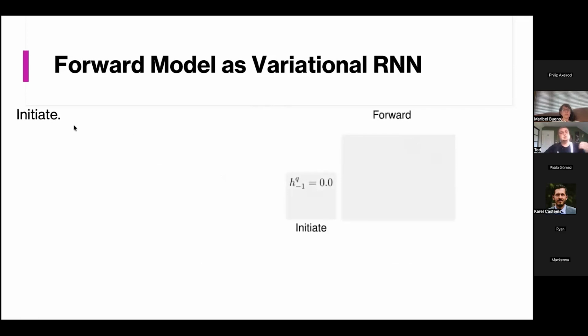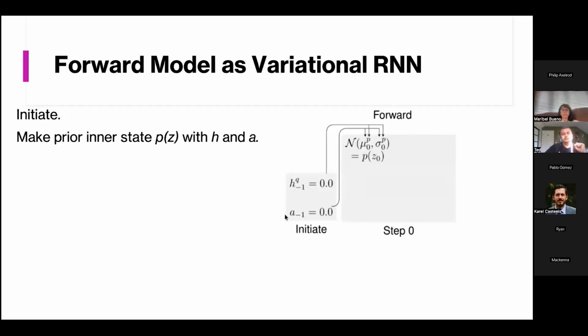So here's a forward model, and we're going to initiate it. Before any steps within an episode, we're going to have a hidden state. A hidden state, which, I mean, nothing has happened yet. So we're just going to have the hidden state be a tensor, a collection of numbers, but all of those numbers are just zero. We haven't experienced anything in this episode yet. We are also going to initiate a previous action. There is no previous action yet. That's just zeros as well. Now, using the hidden state and the action, we are going to make a prior inner state, P, here. So we're going to use the hidden state and the action, and we're going to make a mean and a standard deviation, which represents our worldview at the time. This prior inner state is our worldview.